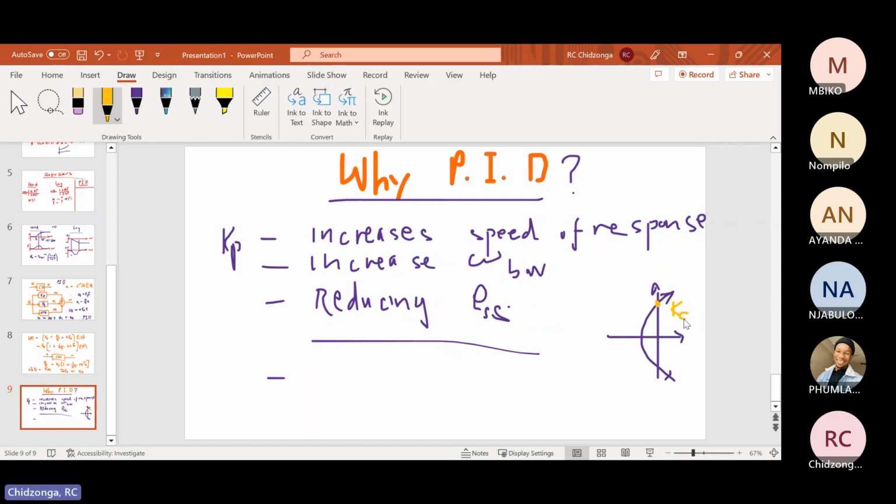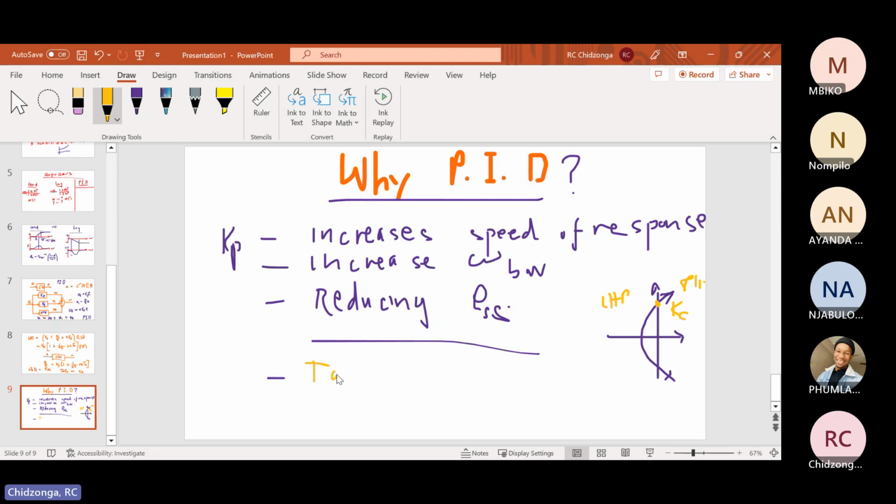If you increase this gain beyond this point, remember this is the right half plane, which is unstable, and this is the left half plane, which is stable. So if you keep increasing this gain, you may actually find that your closed loop roots move until they become imaginary, in which case you start the process oscillating. Any further increase in gain, you are now hitting the right half plane and your system becomes unstable.